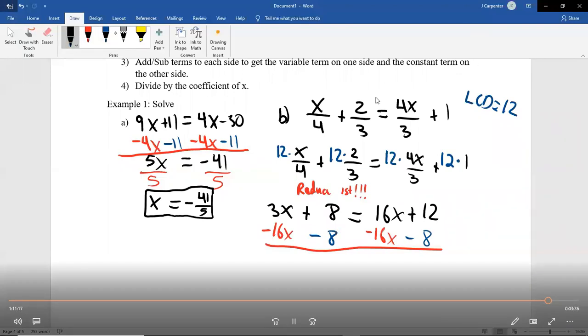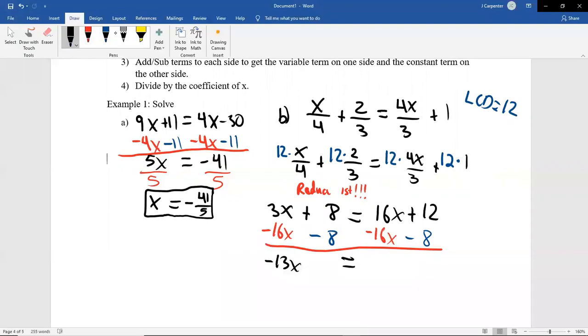So 3x minus 16x is negative 13x. The 8's cancel, bring down your equals. The 16x's cancel, 12 minus 8 is 4. So we have negative 13x equals 4. So we divide both sides by, not just 13, because of the negative, we divide both sides by negative 13. I'm just going to, so I don't take up too much space, do a little arrow saying answer's going over here. So the negative 13's cancel, so we get x equals.